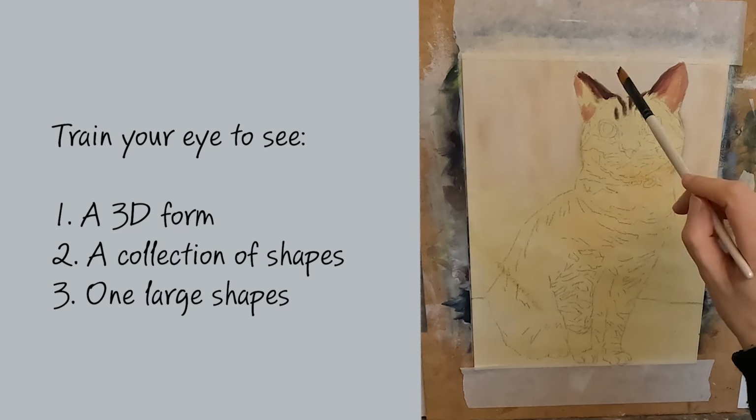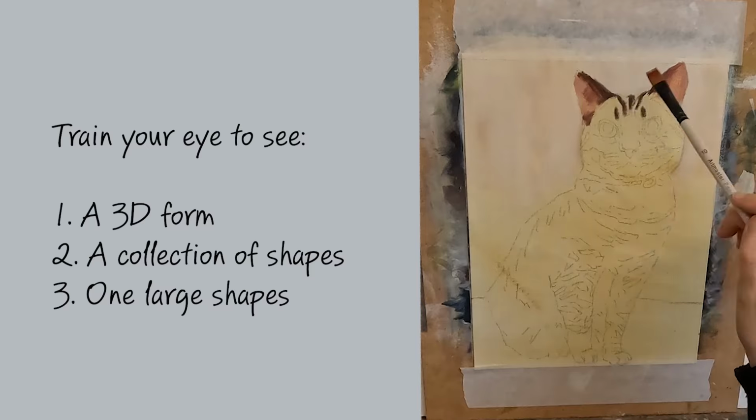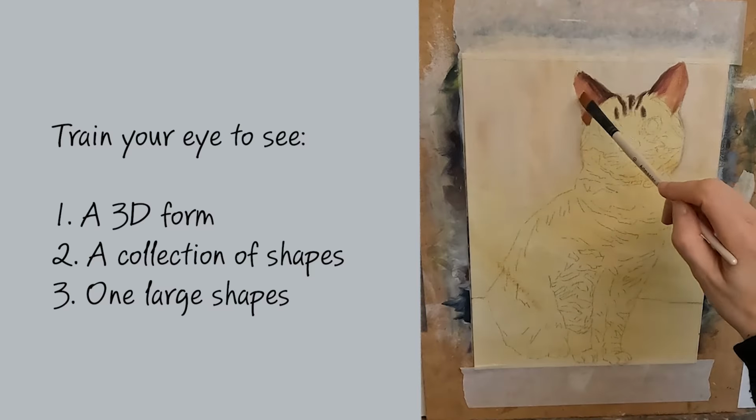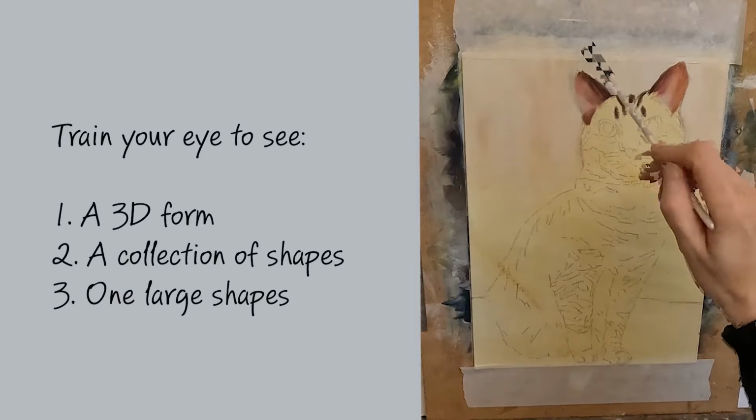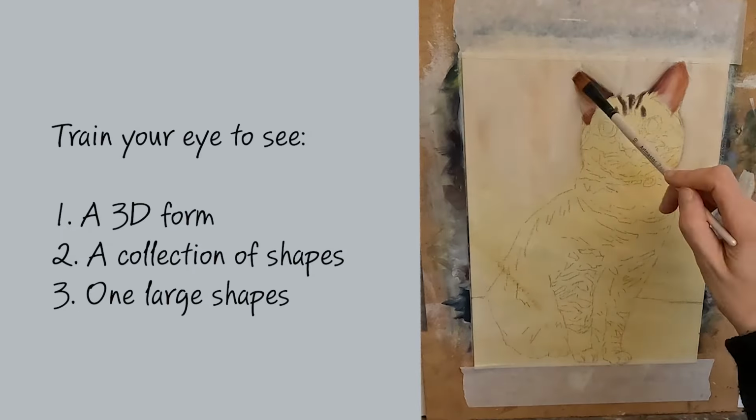Firstly, as a 3D form. Secondly, as a collection of small shapes that fit into a larger shape. Thirdly, as one large shape. Your eye needs to be consistently switching between the 3.